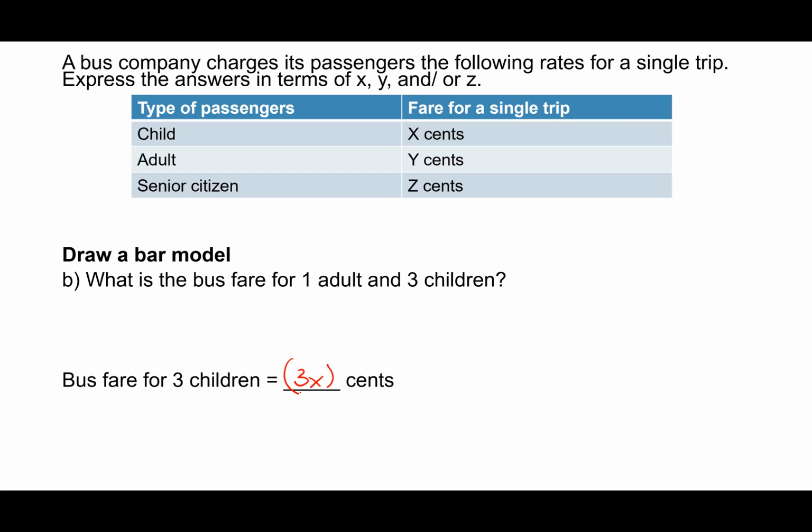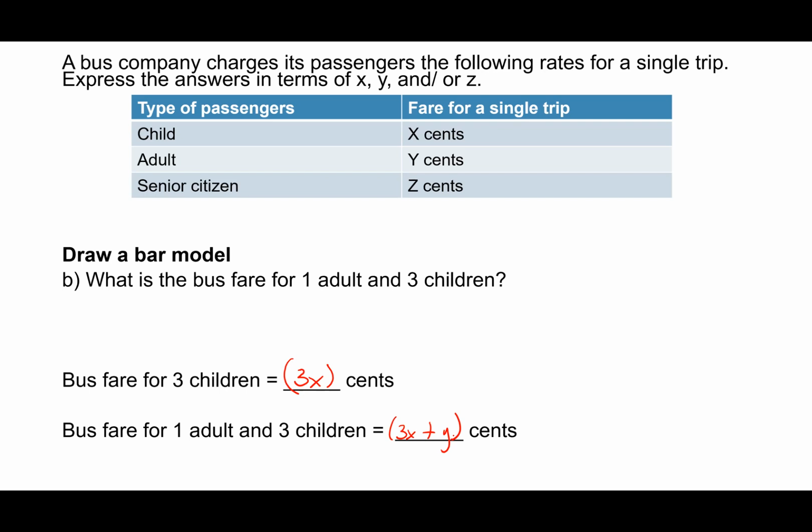Now we want the bus fare for 3 children and 1 adult. Can anybody help me out with that? Dorothy, do you have it? 3x plus y. Yes, great job. Thank you for not saying 1y, because we don't write the 1 when the 1 is the coefficient, right, guys? Is there another way I could write that? I could, right, because addition isn't in any order.